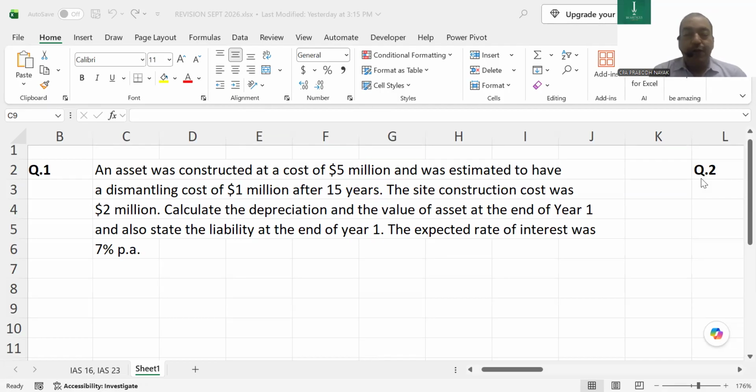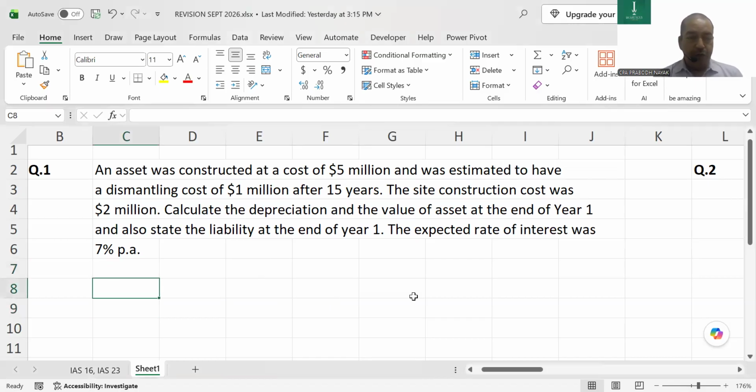The question is very small, answer also should be very small. Okay, that is not the logic here. The logic here is that we have to understand the question and accordingly write the answer, right? So what is given to us is that an asset was constructed at a cost of $5 million and it was estimated to have a dismantling cost of $1 million after 15 years. The site construction cost was $2 million. Calculate the depreciation and the value of the asset at the end of year one. Also state the liability at the end of year one.